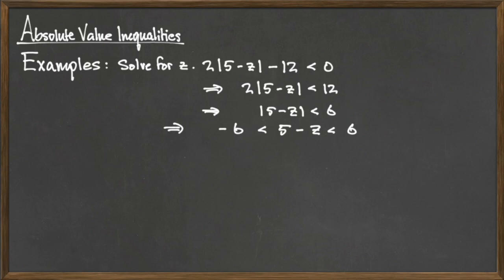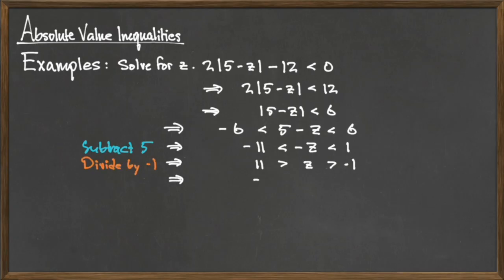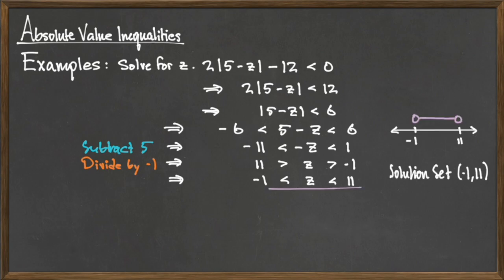Next, I'll subtract a 5 from all sides, so I'll have -11 less than -z less than 1. Then I'll divide everything by a -1, and that's going to flip all my inequalities and change all my signs. And then, like I always do, I'm going to rotate this so that my negative numbers are on the left and my positive numbers are on the right. Again, in that second to last step, I haven't actually changed or flipped inequalities. I have just reflected this, but the statements are mathematically the same. Next, we can sketch our solution set on the number line so that we can see that the solution set itself is the interval from -1 to 11, open at both ends.